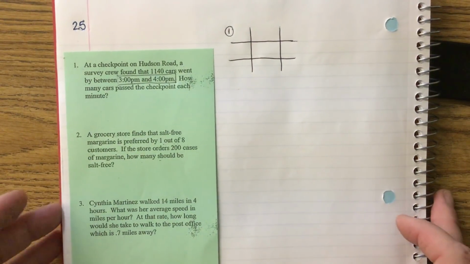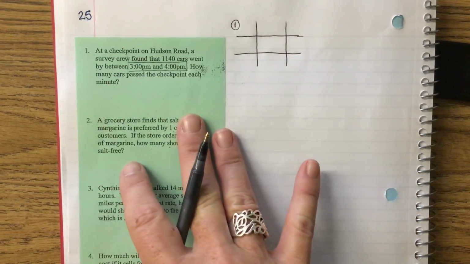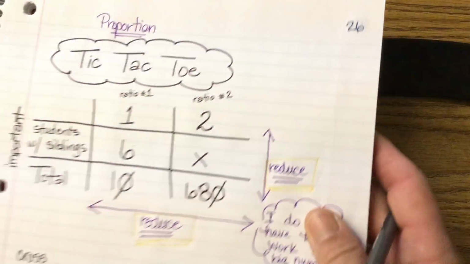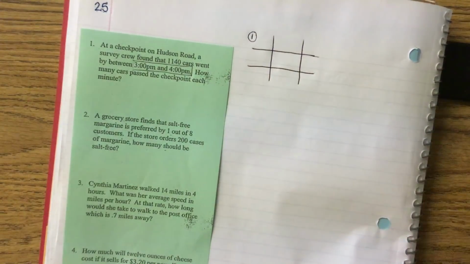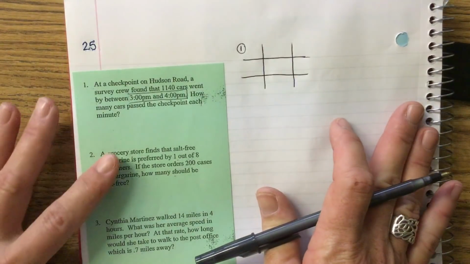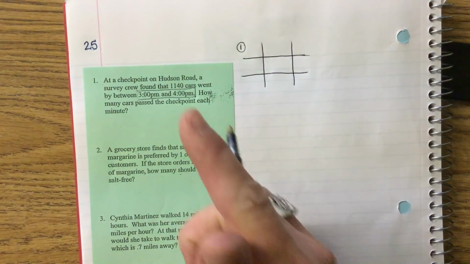Hey, seventh grade, we are going to go into the 5 problems that you have as part of your little packet. And I'm putting it on the left side of the page, left side of when you open up your interactive notebook. So I have number 1.